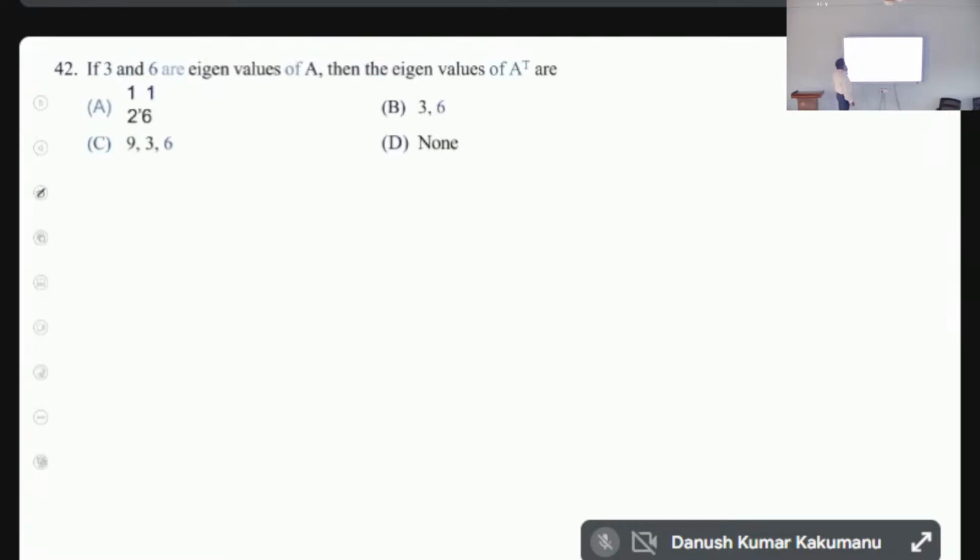Yeah, this answer. What is the answer? Tell me, it's easy.